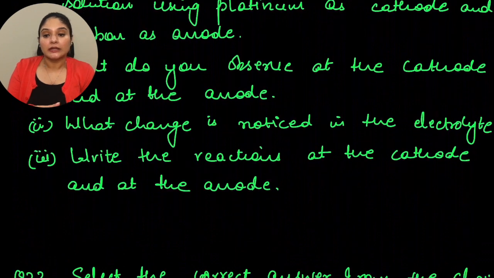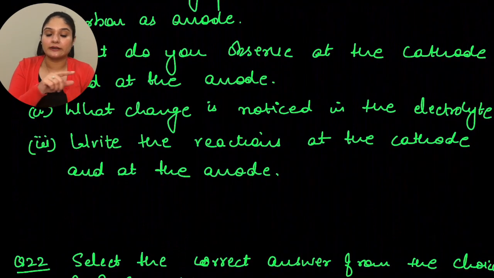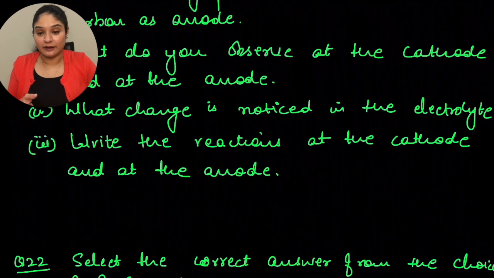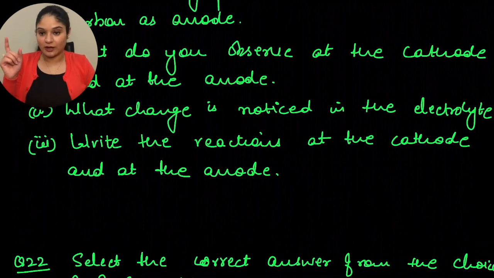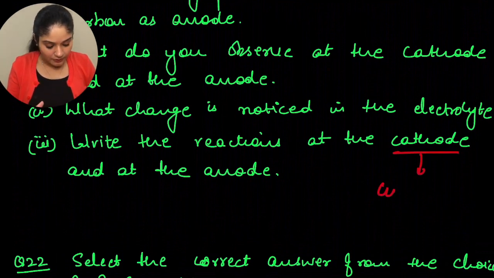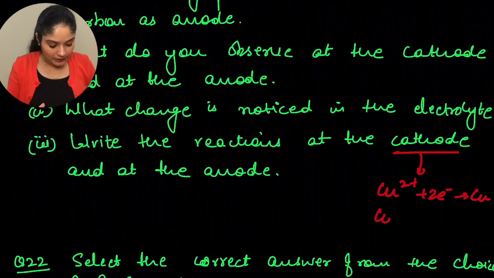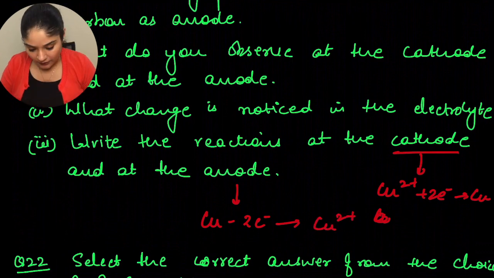The third one: write the reactions at cathode and anode. I have already written that in one of the answers above, but I'll still write it for you. At cathode, what will happen? You have Cu2+ plus 2 electrons, and that will give you Cu. And at anode, you'll have Cu minus 2 electrons, that will give you Cu2+. So these are the reactions that will happen.